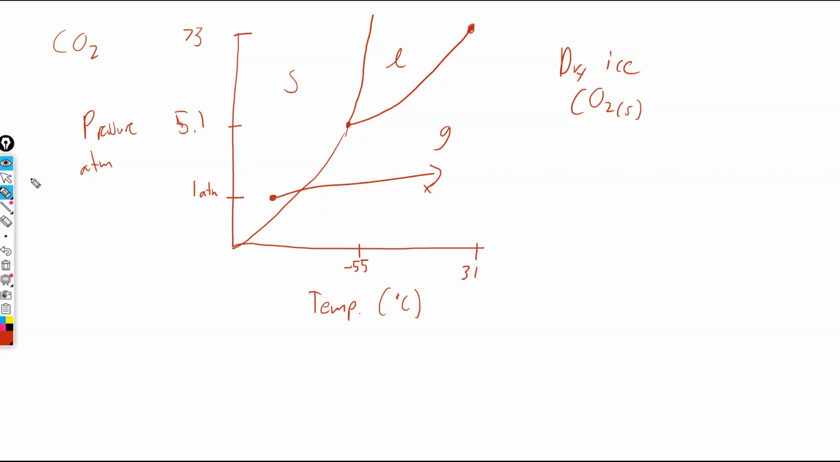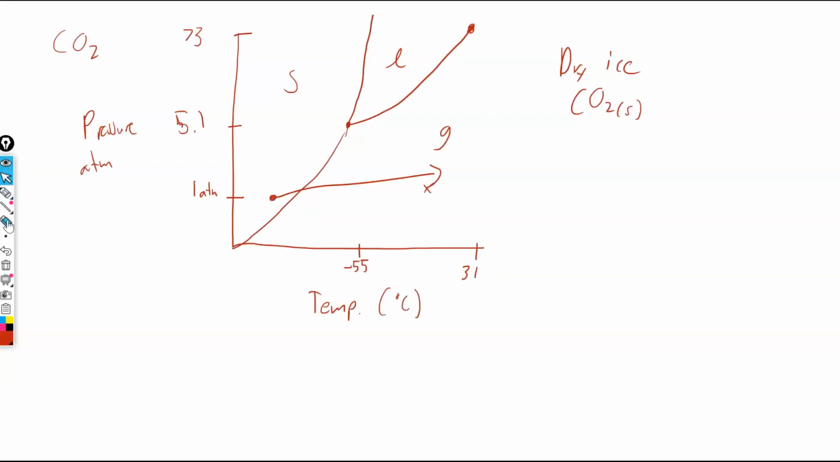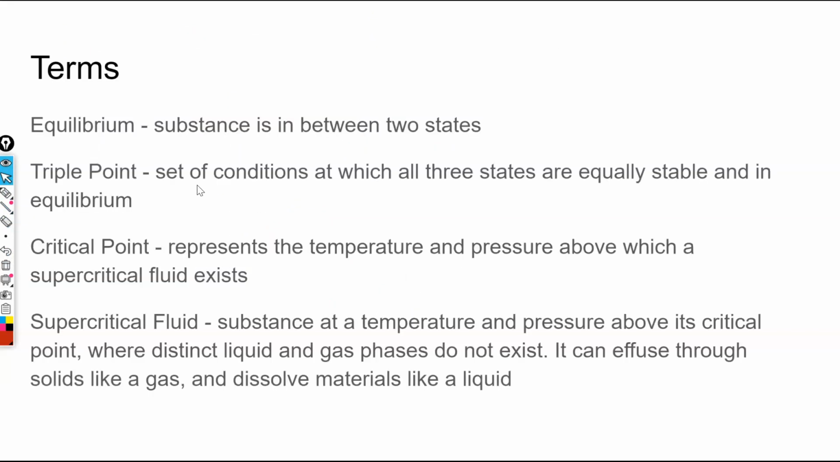All right, let's review everything real quick before we end. This one went a little bit longer, but that's okay. Hopefully you're still with me. So some terms real quick, okay? If we ever talk about equilibrium, that's the substance that is in between two states, like going in between a solid and a liquid. Because remember, this is where the phase change happens. So you generally see this during phase changes.